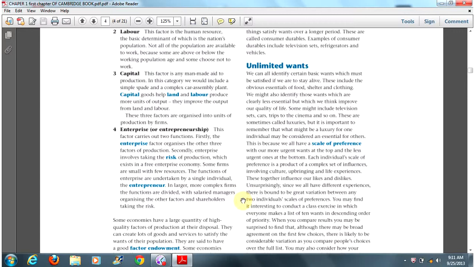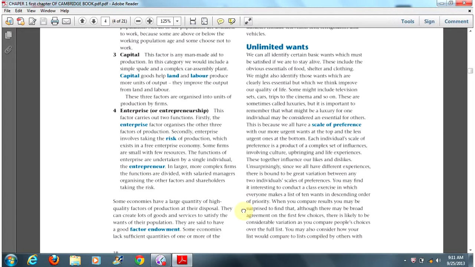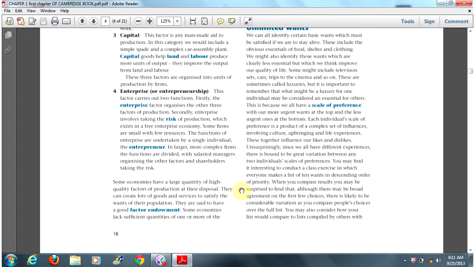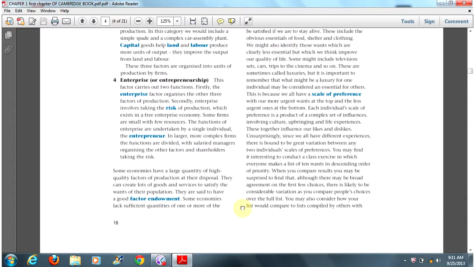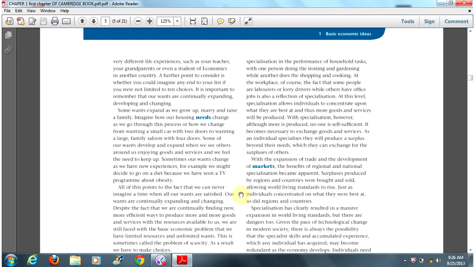You may find it interesting to conduct a class exercise in which everyone makes a list of 10 wants in descending order of priority. When you compare results, you may be surprised to find that although there may be broad agreement in the first few choices, there is likely to be considerable variation as you compare people's choices over the full list. You may also consider how your list will compare to lists compiled by others with very different life experiences, such as your teacher, your grandparents, or even a student of economics in another country.